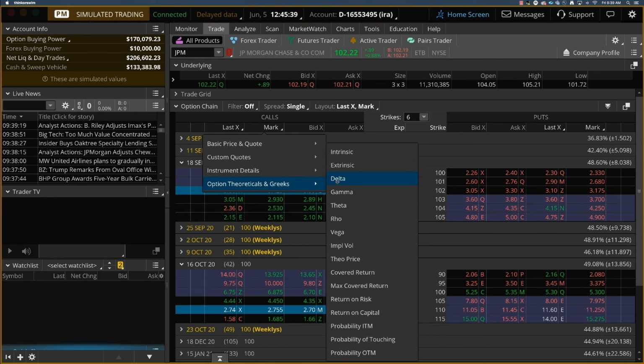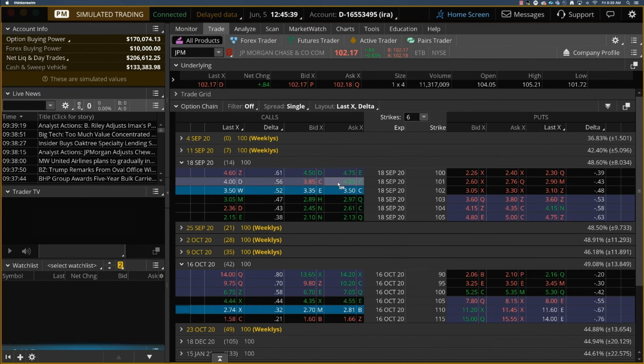The option Greeks are really measurements of sensitivity. The option Greek delta can also be used as a proxy, or a way to find out the probability of a stock to close in the money. So what you'll now notice is with each one of these strikes, there is a probability associated with the stock closing above the strike. Let's stay with the 18th of September right now.